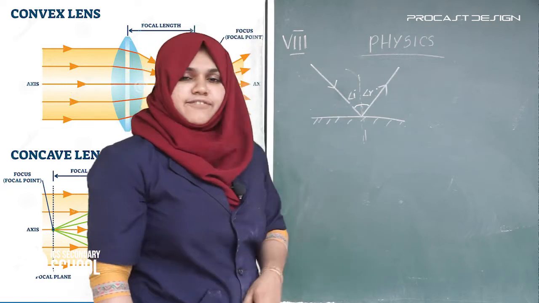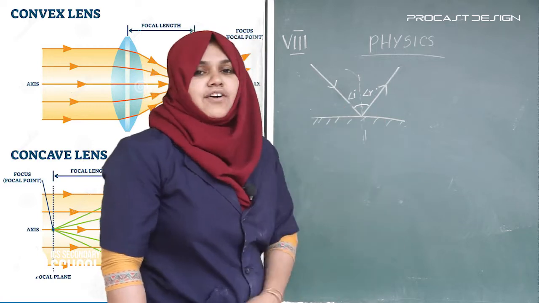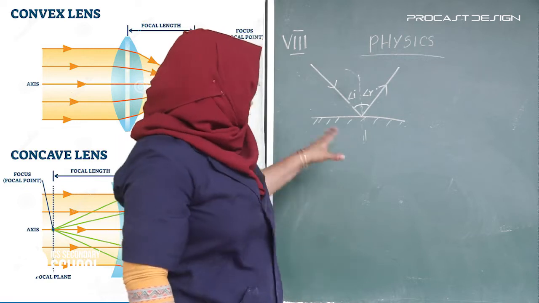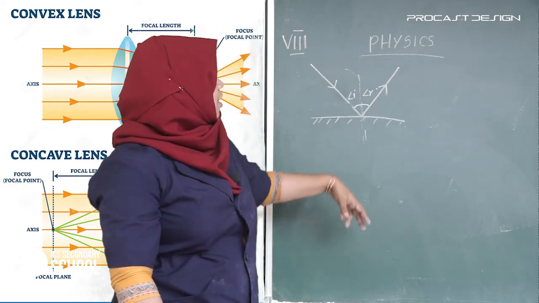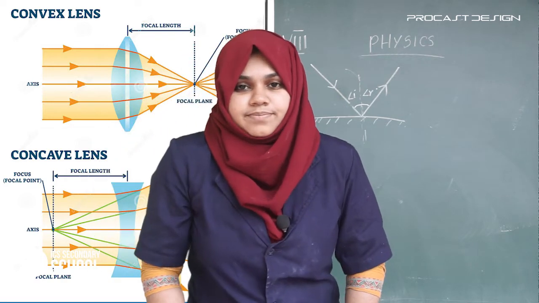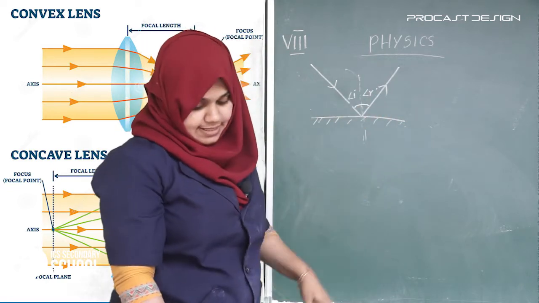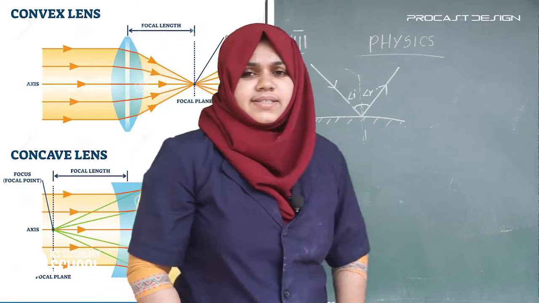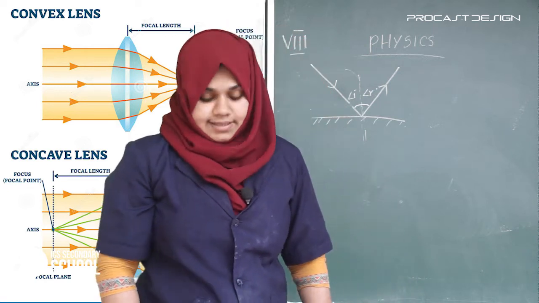In a plane mirror, we learned that the angle of incidence is equal to the angle of reflection. Then we learned that the incident ray, reflected ray and normal are all situated in the same plane. That is the law related to the plane mirror. Is this law applicable to a spherical mirror? Let's see.